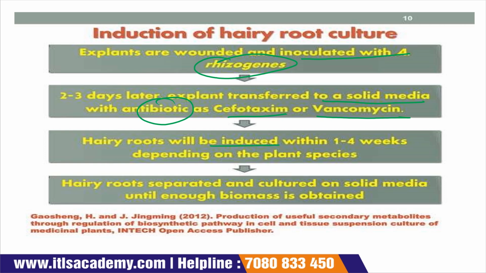Hairy roots will be induced within 1 to 4 weeks, and it totally depends upon the species of the plant. But at least 1 to 4 weeks will be required for the development of these hairy roots. Now hairy roots are separated and cultured on a solid media until enough biomass is obtained. When we get enough biomass, then these hairy roots are cultured.